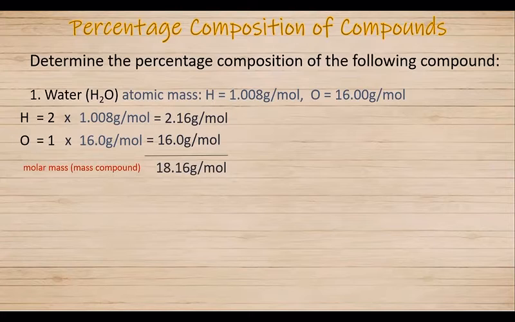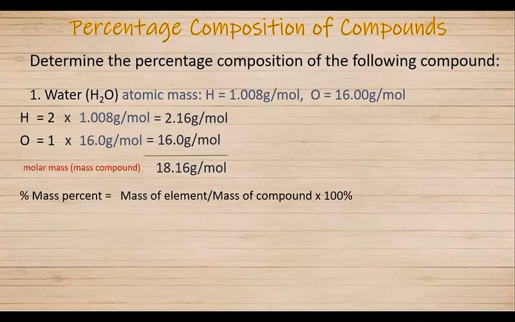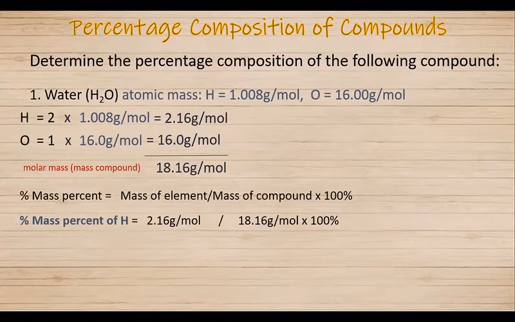Now, let's use the formula: mass percent equals mass of element divided by mass of compound multiplied by 100%. Let's substitute the givens to the formula. Let's compute first the mass percent of hydrogen. The mass of the element hydrogen is 2.16 gram per mole. Then divide it by the molar mass or mass of the water compound, which is 18.16 gram per mole, and then multiply the answer by 100%. If you compute that, the answer will be 12%.